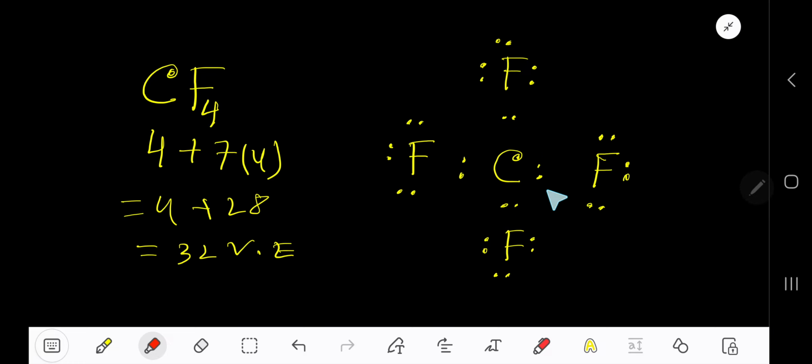You can replace this bonding pair by a line or dash. So this is the structural formula for writing the Lewis dot structure. That's about it.